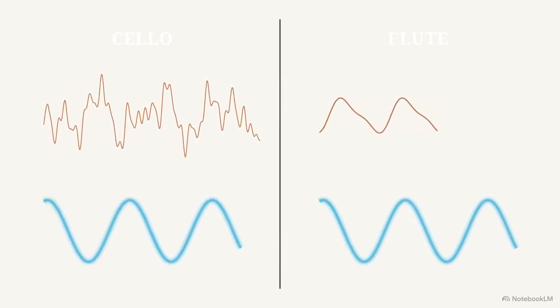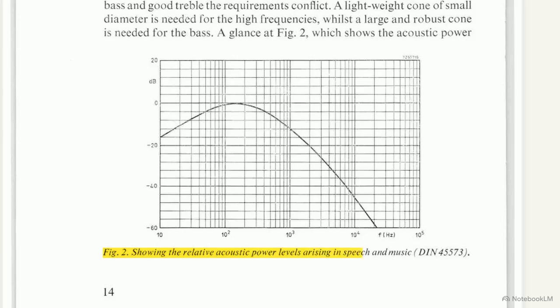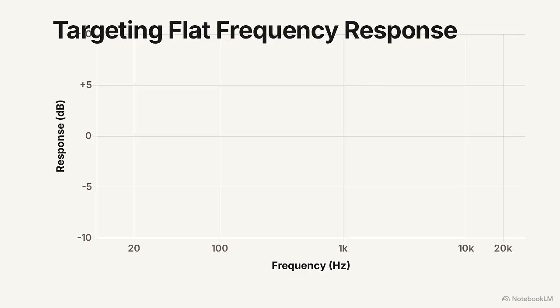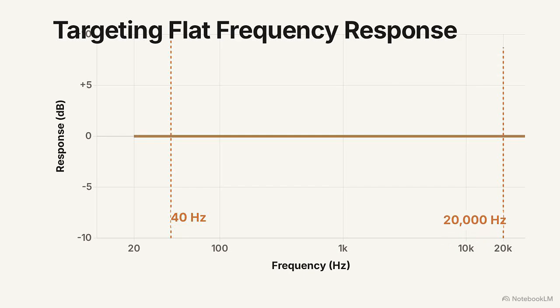This unique physical blend of overtones is the reason a cello sounds different from a flute, even when playing the exact same note. This graph, plotting the DIN 45573 standard, shows the relative acoustic power levels of speech and music across the human hearing spectrum. To reproduce these sounds with true fidelity, an engineering system must maintain a flat frequency response from 40 Hz on the low end all the way up to 20,000 Hz on the high end.